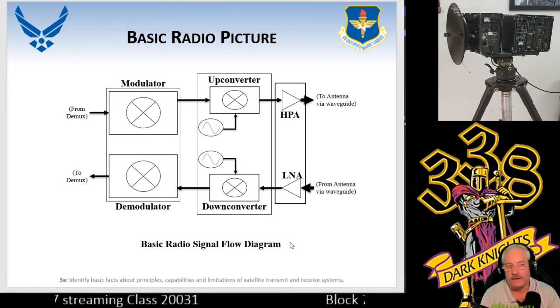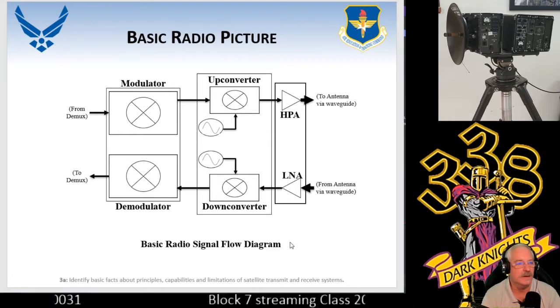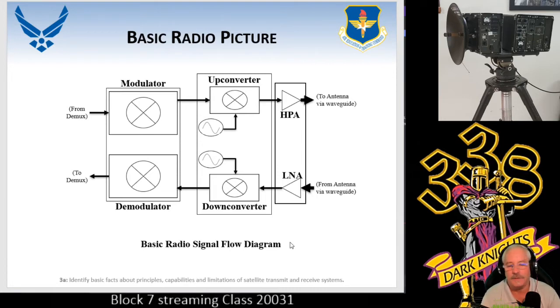We also have a more detailed showing here. We have a modulator. You'll notice it has an X in a circle. Normally those are mixers. So that's how we modulate. We also have another mixer in the up converter. So we're going to take a local oscillator and get it up to the RF, run it through the HPA, and then out the antenna for transmit baseband to the distant end.